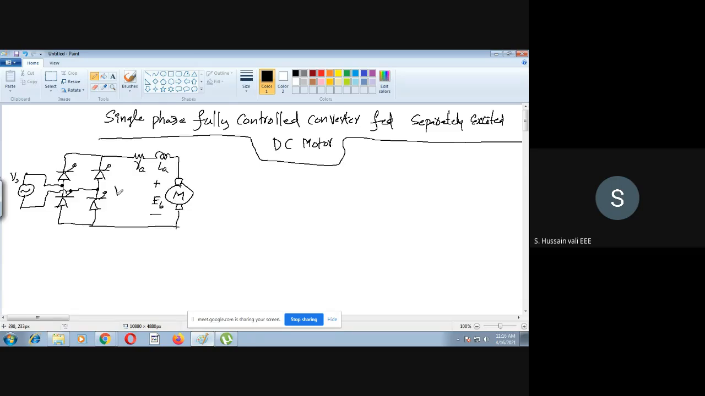Here the voltage is VA. You can say the output voltage of the converter is going as input to the motor armature. And then you have the field winding. As it is separately excited, the voltage to this is coming from a separate source.